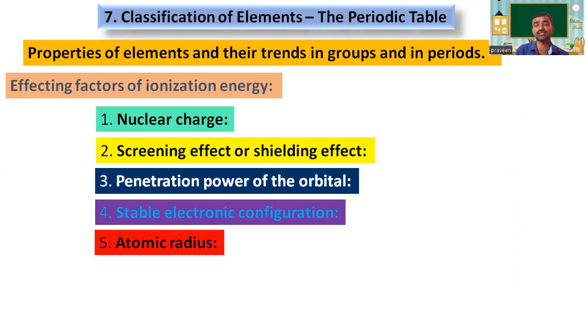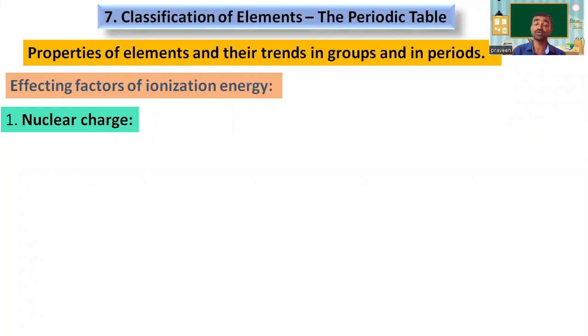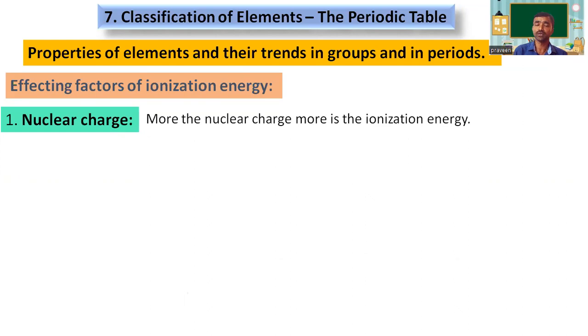Then lastly, atomic size. So here, nuclear charge, screening effect or shielding effect, penetration power, stable electronic configuration, and atomic radius. These are the affecting factors. So what is nuclear charge? Nuclear charge is the number of protons present within the nucleus. Nuclear charge increases with the atomic number. Right? As the atomic number increases, nuclear charge automatically increases. Nuclear charge is nothing but proton number, atomic number. So as nuclear charge increases, ionization energy increases.